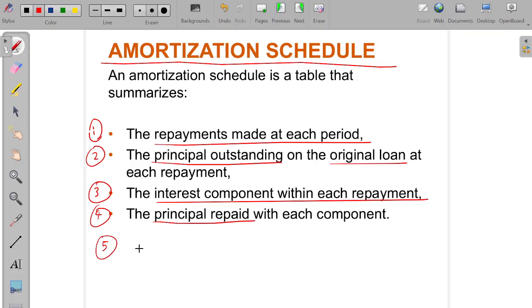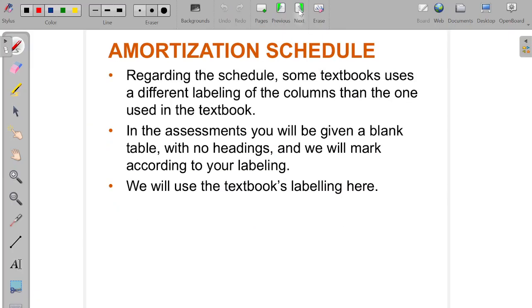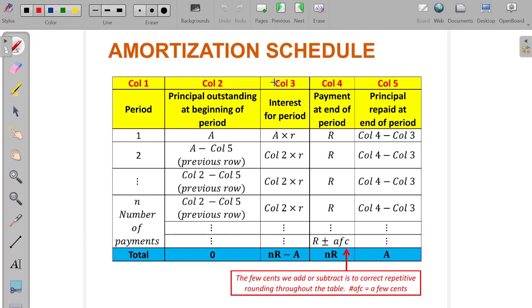The period, because we need the period. Then it contains the period also. The periods. So in an amortization schedule, we have the period, we have the repayment made at each period, we have the principal outstanding, we have the interest component, we have the principal repaid. Okay, please take note of that. So this is the amortization schedule, and this is how it looks.